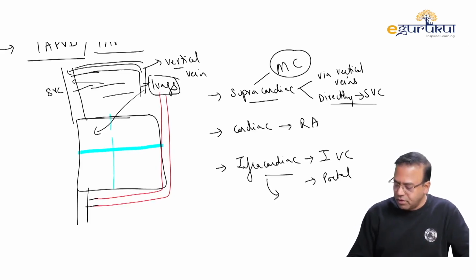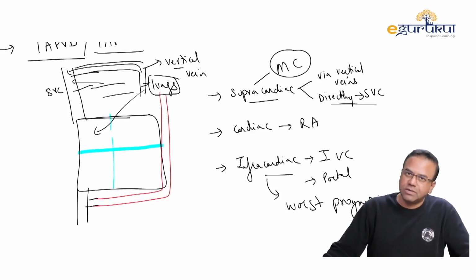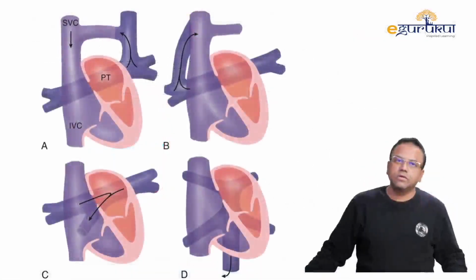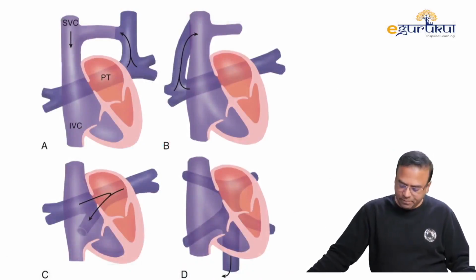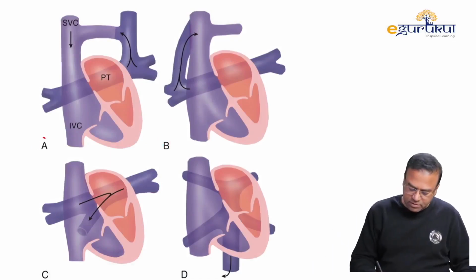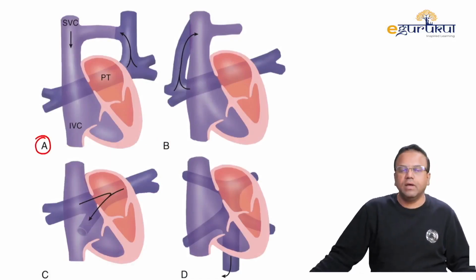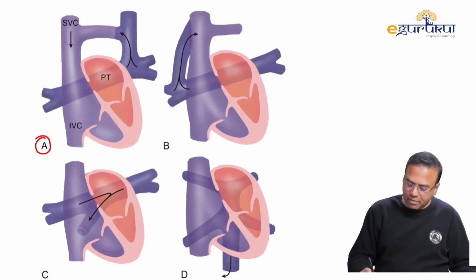So infracardiac type has got the worst prognosis, and the most common type overall, as I was telling you, is supracardiac type. So this is the slide showing the various types of total anomalous pulmonary venous drainage. You can see the first one. This is basically the opening of the pulmonary veins via the vertical vein into the superior vena cava.